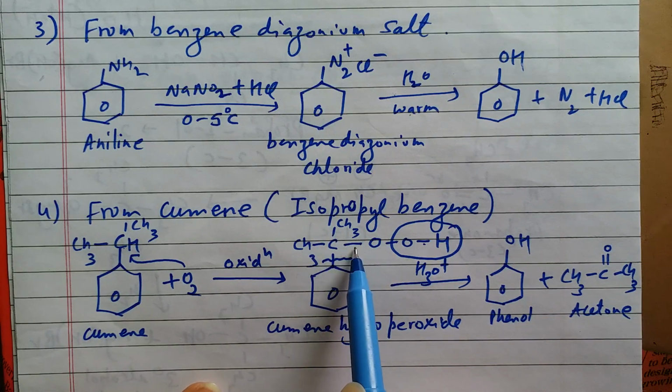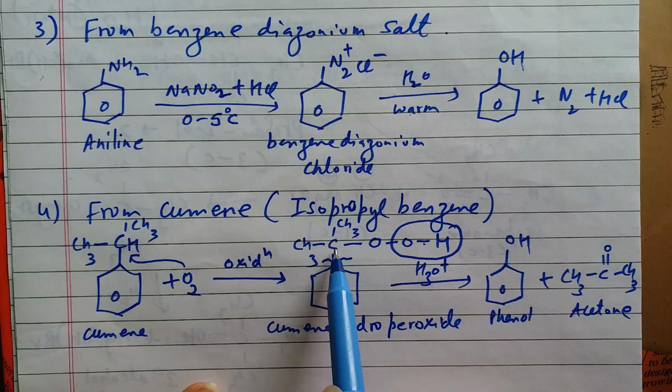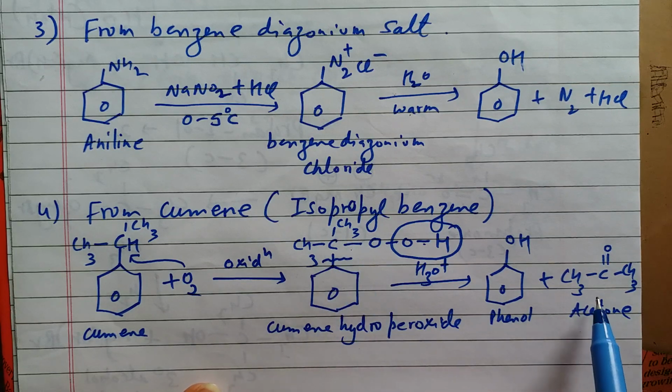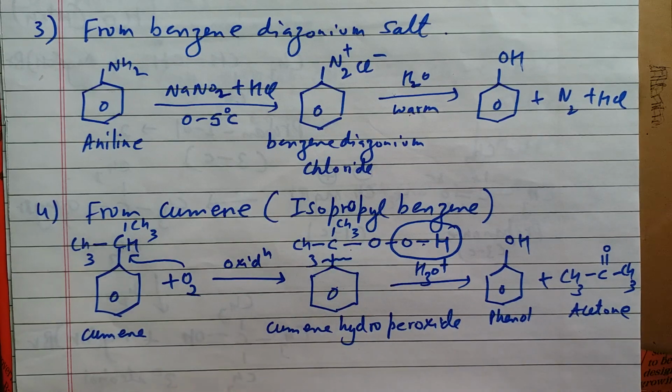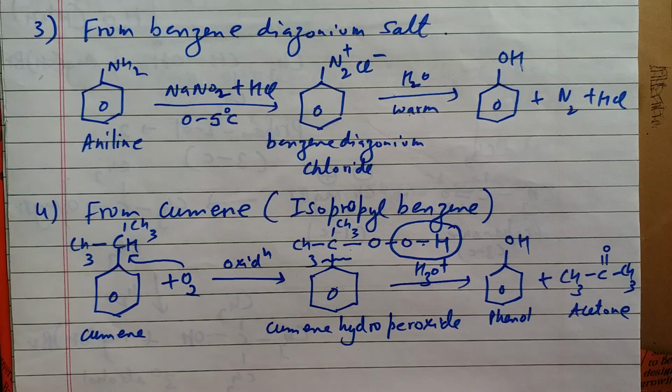CH3C, this bond becomes a double bond. So CH3C double bond O CH3, that's your acetone. So benzene will retain the OH forming phenol, and this remaining portion forms the byproduct, which is acetone, which is also obtained in a good substantial amount. Okay, so this was the last method from cumene, which is isopropyl benzene. By oxidation followed by hydrolysis, phenol can be obtained.